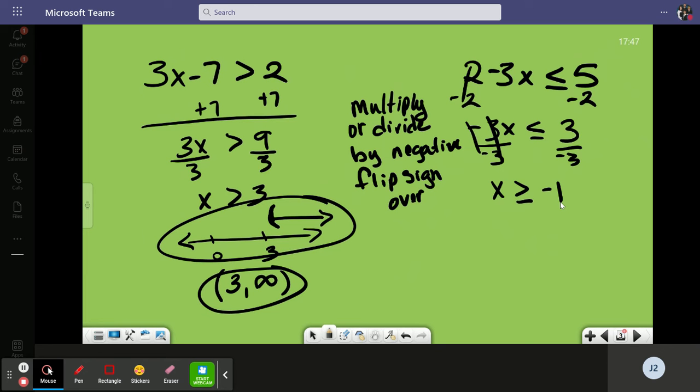Okay? All right. And this time I have my or equal to, so I'm not going to use the parentheses. I'm going to use the square brackets. This says don't include, so the parentheses do not include. But this says include, so we need the square brackets to say include. Negative 1. And it's greater than, so it's going to infinity. We'll close it there.